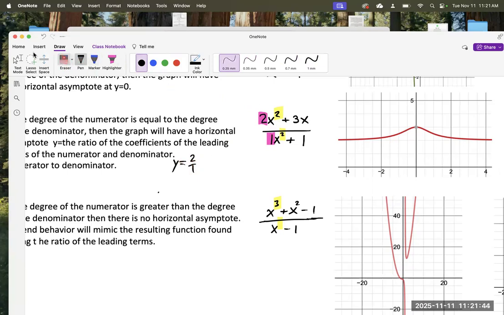And that is because this x squared is growing the same as the x squared in the numerator, but because there's a 2 in the numerator, it's going to grow twice as big. So that's why we're going to have a horizontal asymptote of 2/1.